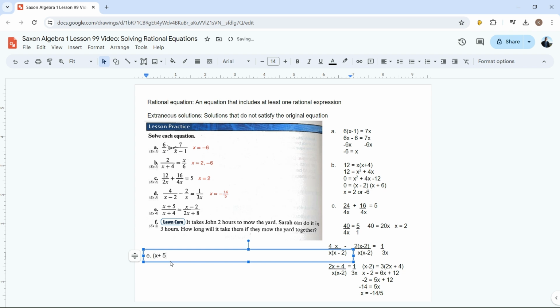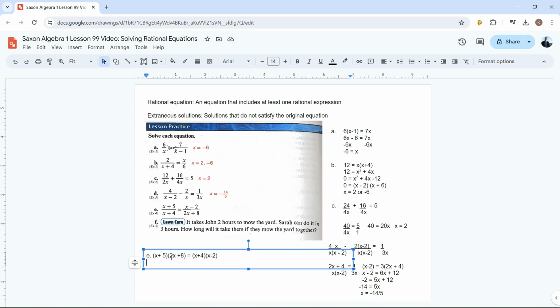x plus 5 times 2x plus 8 equals x plus 4 times x minus 2. Now, the only way for me to move forward on a problem like this is to actually FOIL these out, unless there's something that can be canceled on both sides.